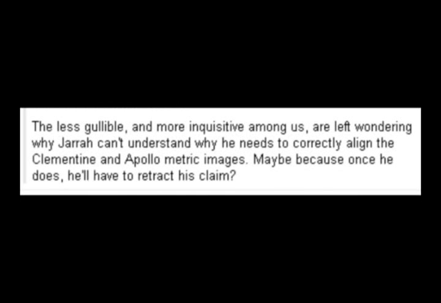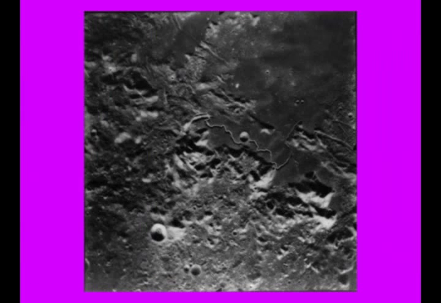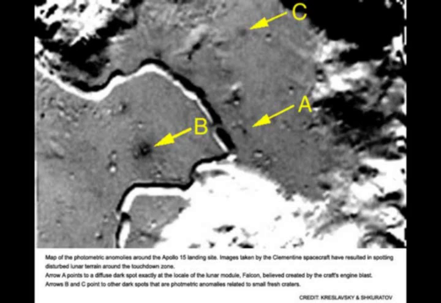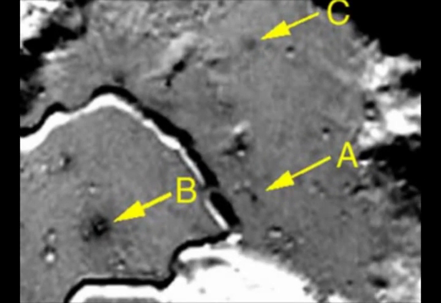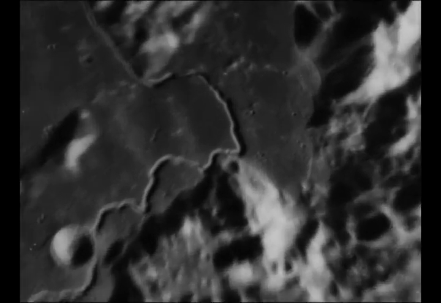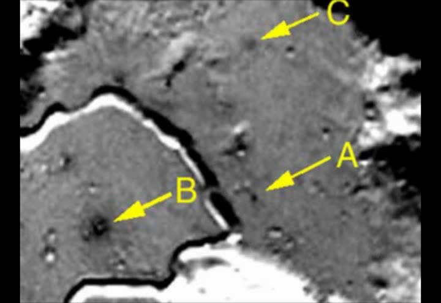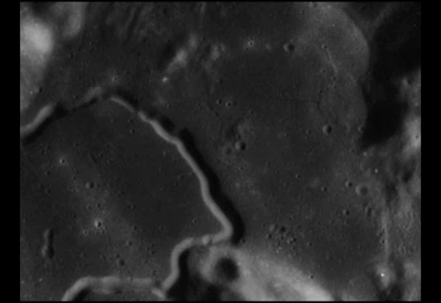Ugh, here we go again. What we need to do is align splotches B and C, as well as all the other craters, to those seen in the Apollo 15 metric photo, and see if the halo and splotch A match up. Here's the Clementine photo again. Let's zoom in. Okay, now let's do the same with the metric image. Watch as we switch through them. Looks exactly the same to me.